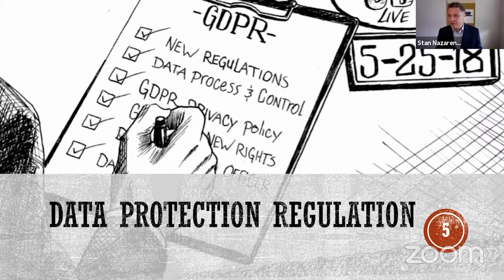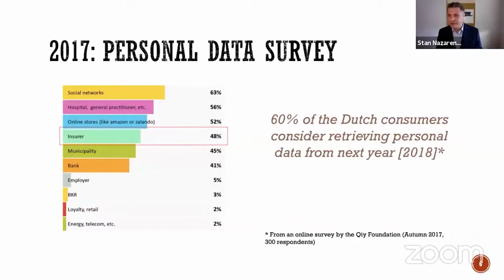And back then, of course, there were many different surveys conducted with the overall consumer base. As an example, in 2017, a survey done in the Dutch market showed that the consumer sentiment towards GDPR was that from next year, 2018, consumers were likely to retrieve their personal data, their new digital right under GDPR, in 48% of cases. That was what was found out back then.